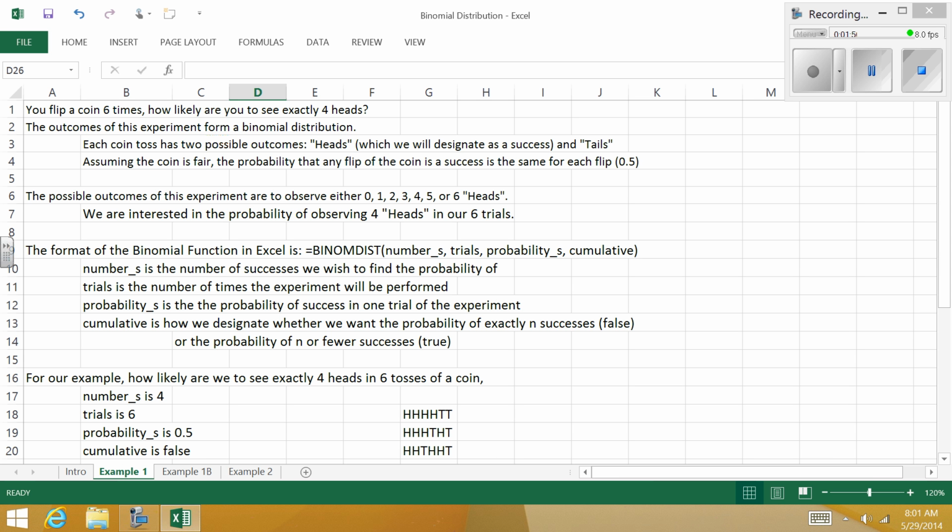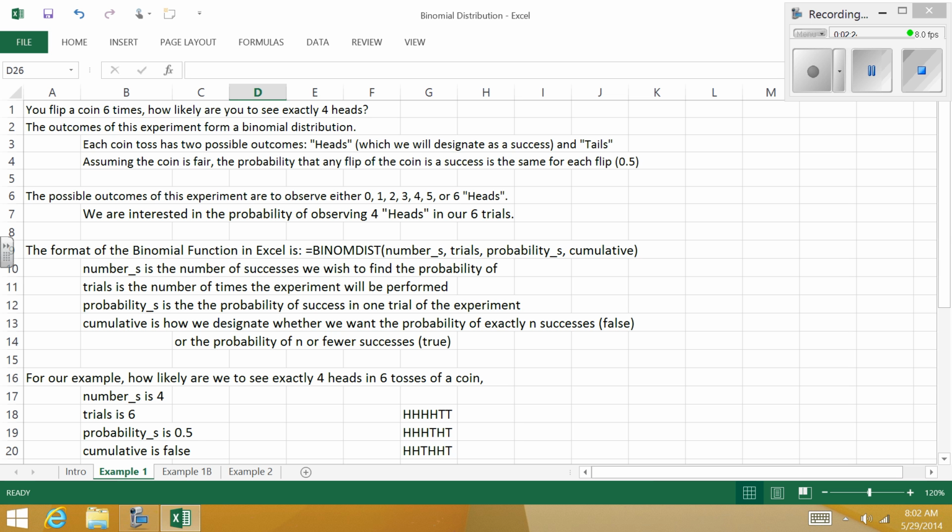In particular, you flip a coin 6 times. How likely are you to see exactly 4 heads? So the outcomes of this experiment are a binomial distribution because we have the 2 possible outcomes. And assuming the coin is fair, the probability that any one flip of the coin is a success is the same for each flip, 0.5. The possible outcomes of this experiment are 0, 1, 2, 3, 4, 5, or 6 heads, where that would be the number of successes, and we're specifically interested in observing 4 heads in our 6 trials.